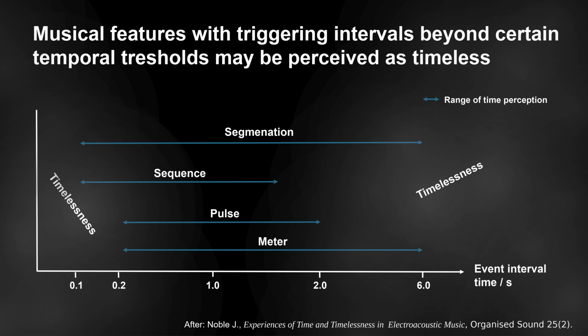Looking at psychological time, it is the time we experience when listening to a music piece. And here I found a recent paper by Jason Noble et al. suggesting that when music exceeds or undercuts thresholds in 5 principles of auditory perception, which are segmentation, grouping, pulsing, meter, or repetition, it may be perceived as timeless.